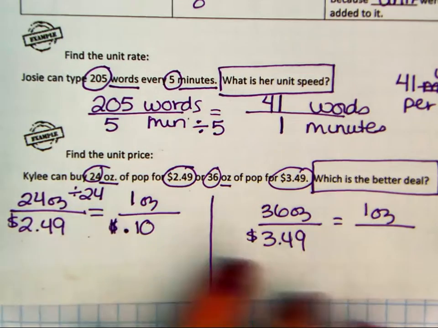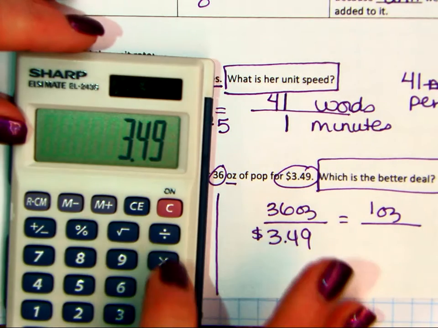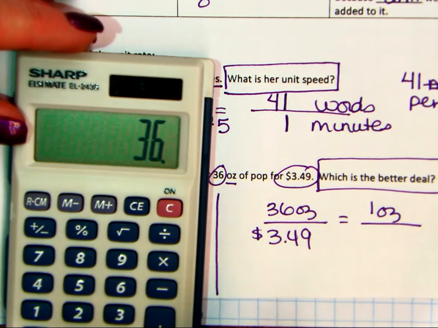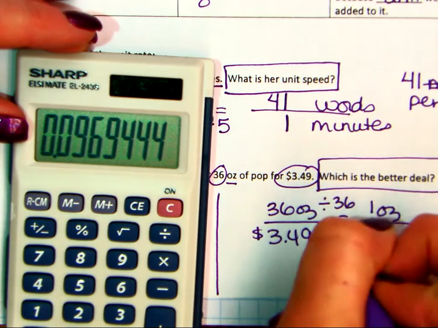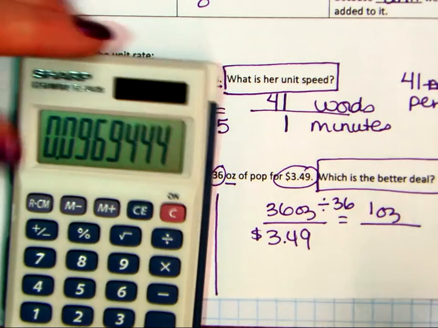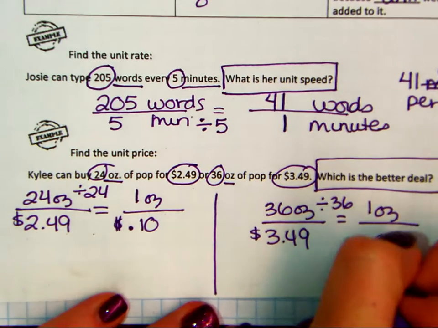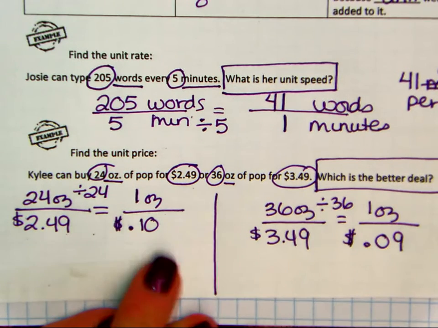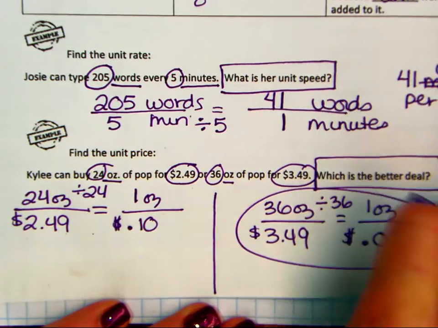On this side, if we take $3.49 and divide by 36, which is the amount of ounces, because we would divide this by 36 to get 1, we're going to get about 9 cents. So then my question is which one is the better deal? Well, the better deal is the one that's cheaper. So which one is cheaper? This one.